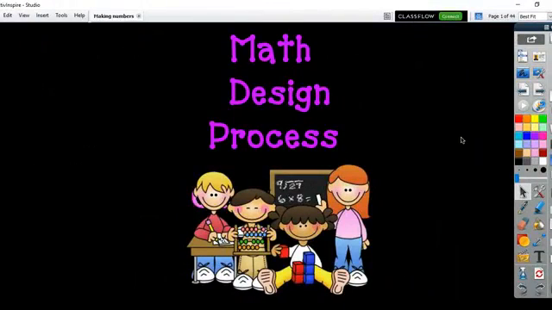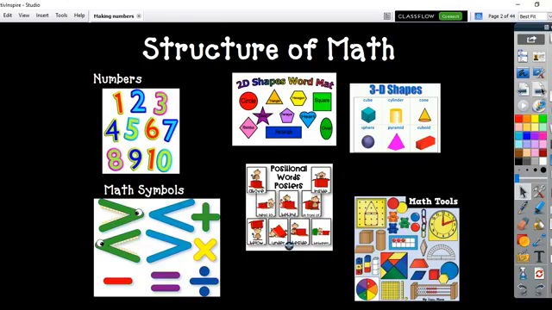Hey guys, it's time for our math lesson for today. And we're going to start with our math design process. We're going to do the structure of math again. The structure is what it looks like, what it's made of, and that is numbers, 2D shapes, which are the flat shapes, and 3D shapes, which are the solid shapes, math symbols, positional words, and math tools. That's what we use to create the math.